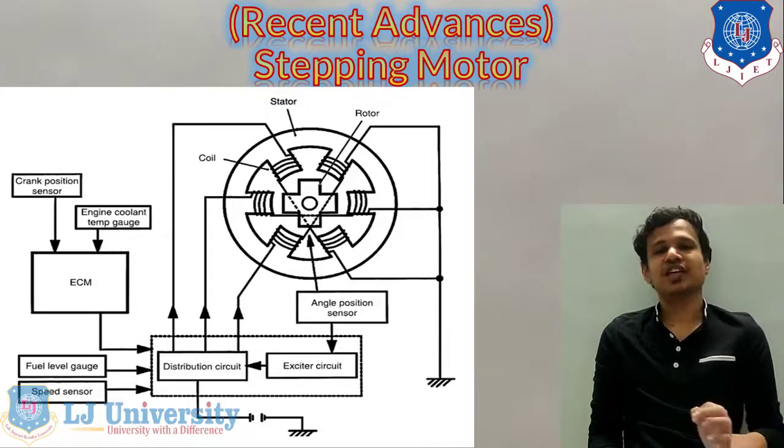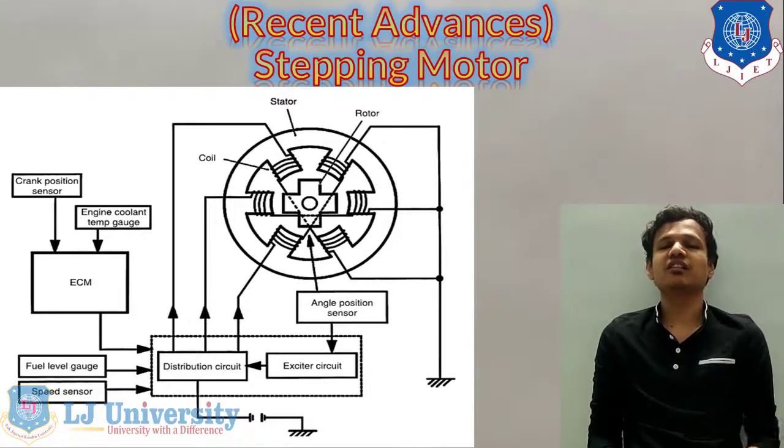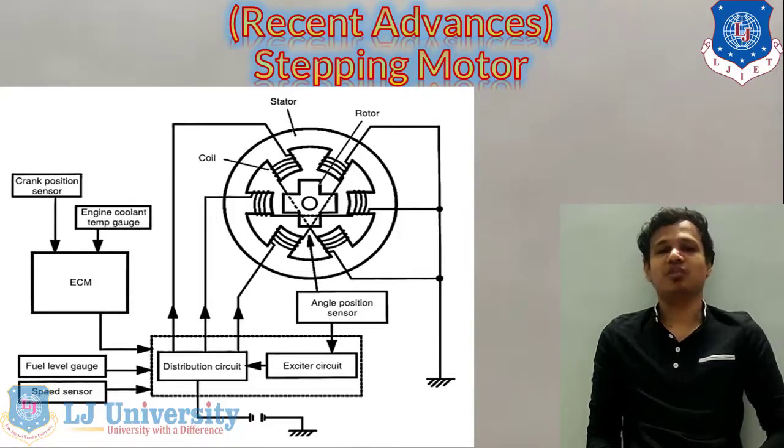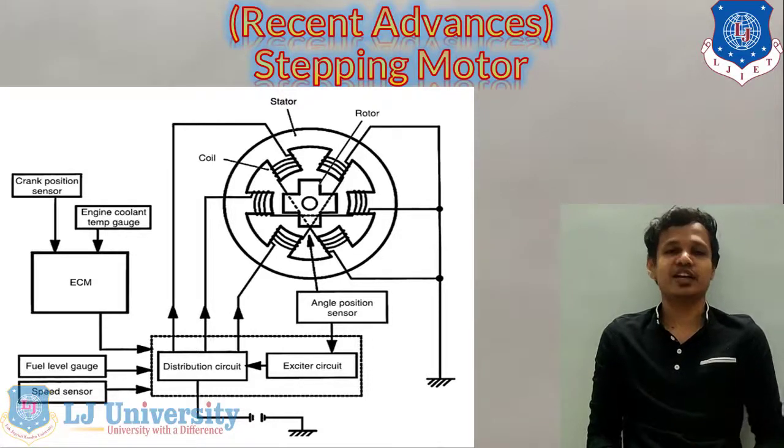You can see the crank position sensor, engine coolant temperature gauge, fuel level gauge, speed sensor. All these things are connected with our one component that is known as the stepping motor. So these are the two recent advances that we use in the two-wheelers nowadays.